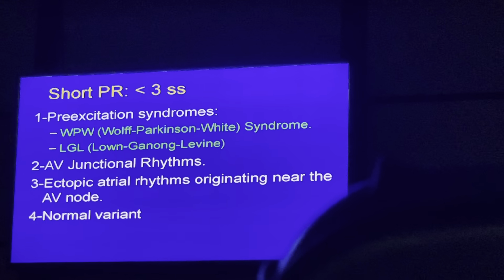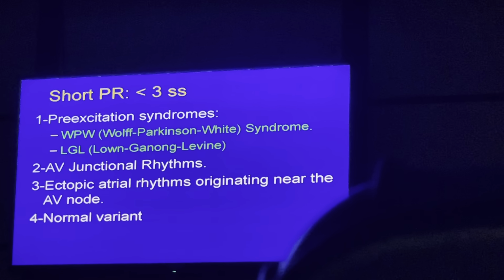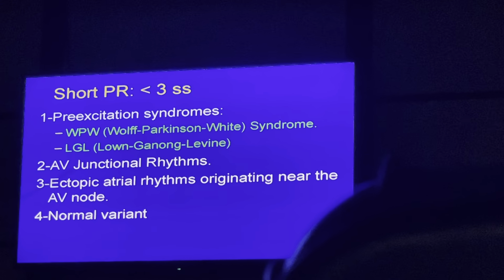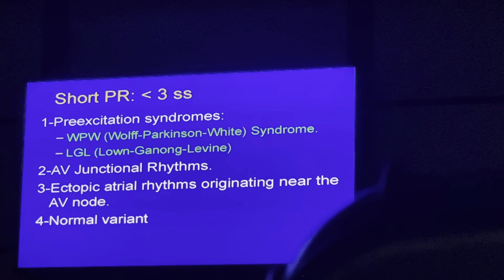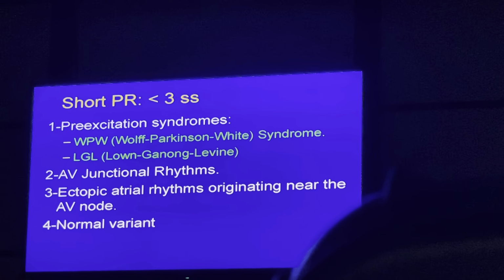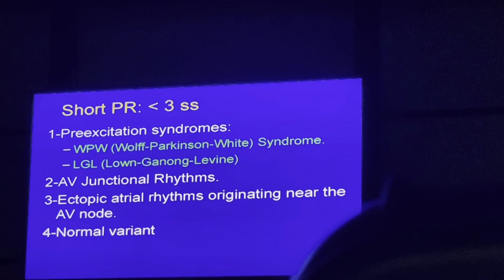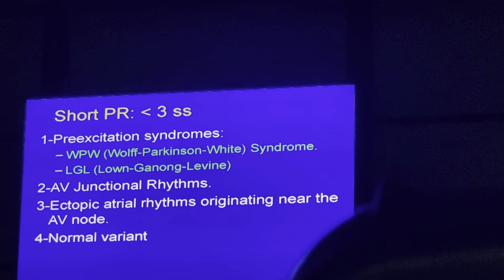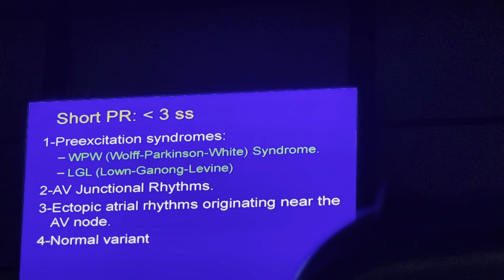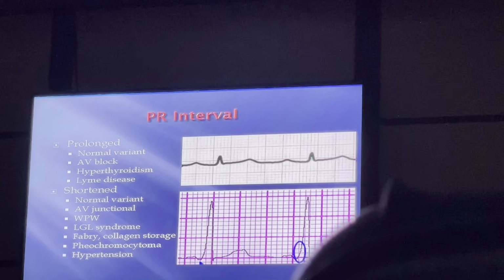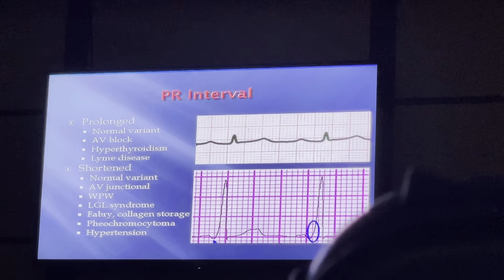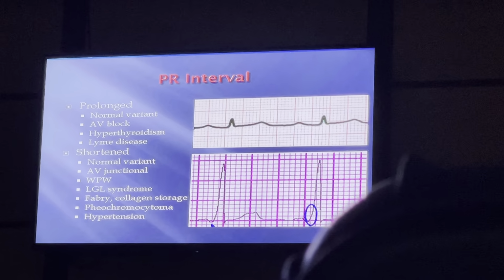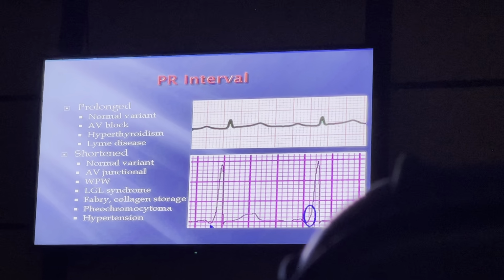We call it a short PR interval when it is less than 3 small squares. It can occur in WPW syndrome, LGL syndrome, and the PR interval can also be shortened when the P wave is coming very near to the AV node. In this case, junctional rhythm or atrial ectopic rhythm, which is coming very near to the AV node, the PR interval is also short. Next. And as a normal variant in young patients, at times the PR interval is very short due to sympathetic overactivity on the AV node.